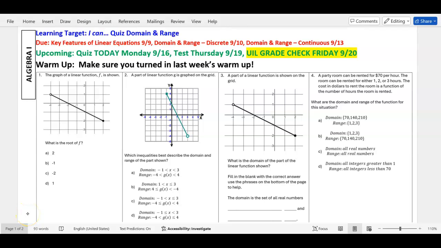Okay, a couple reminders. Last week's assignments, you want to make sure those are turned in because we're going to be putting those in the grade book soon. There is a grade check coming up on Friday for UIL, so if you're in something UIL related, sports, visual arts, whatever, stuff like that, okay? So, make sure you got your grades where you want them.